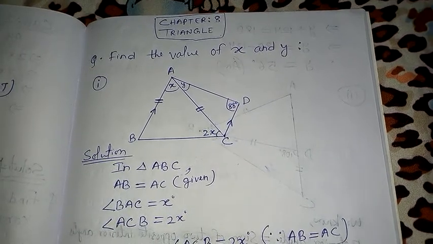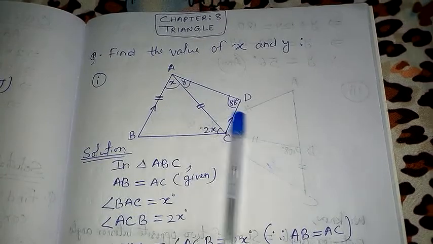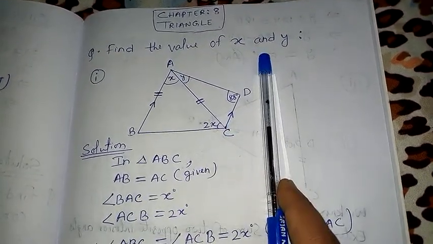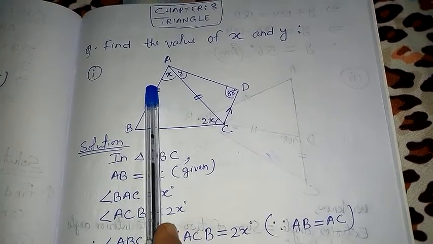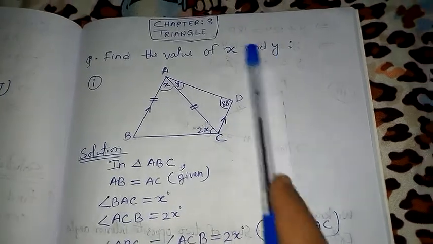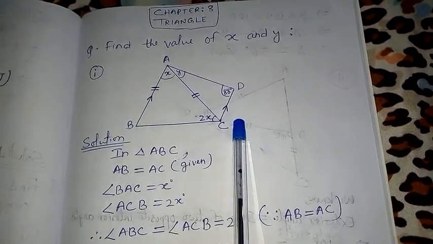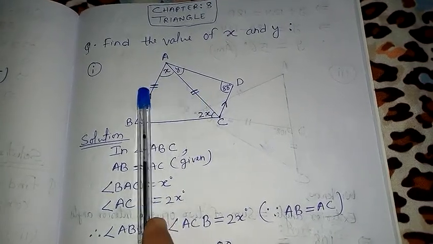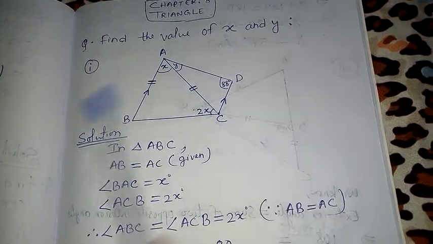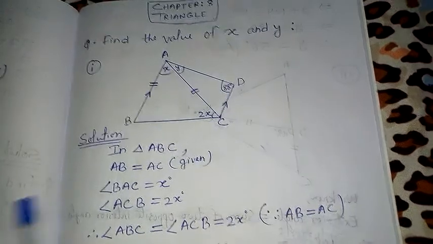Here 88 degrees is given, and the arrows mean parallel: these two arrows mean CD is parallel to BA, or BA is parallel to CD. And one more symbol, the equal sign, means these two sides are equal. Nothing is written, everything is symbolic, so you have to understand that AB is equal to AC, BA is parallel to CD, and 88 degrees is given. The rest you have to find: the value of x and y.